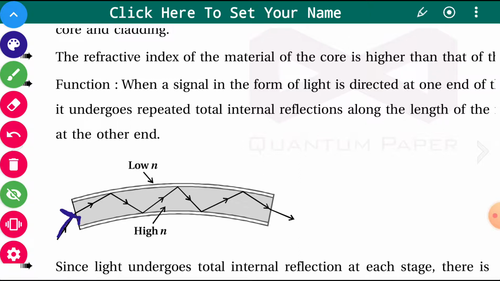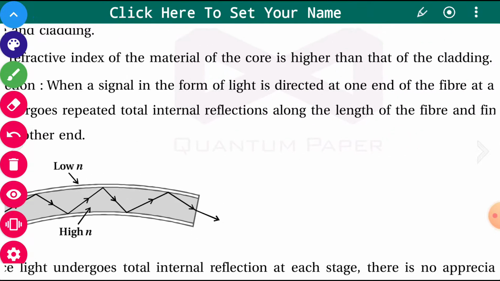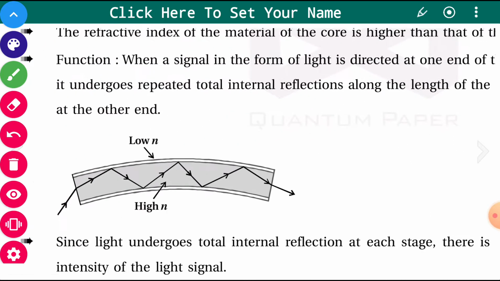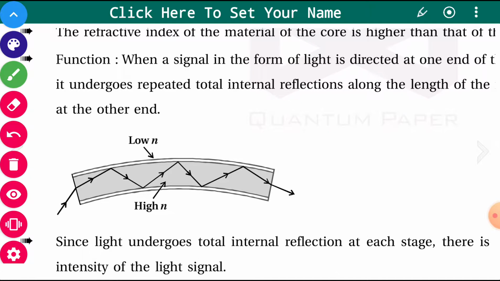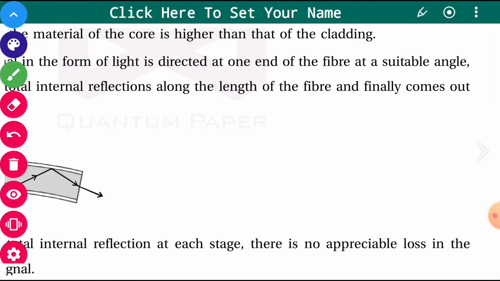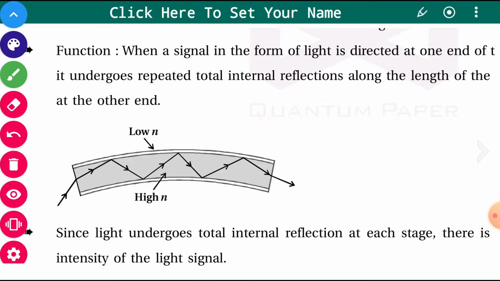The signal in the form of light is directed at one end of the fiber at a suitable angle. Suitable angle means the angle must be more than the critical angle. It undergoes repeated total internal reflection along the length of the fiber and finally comes out at the other end.